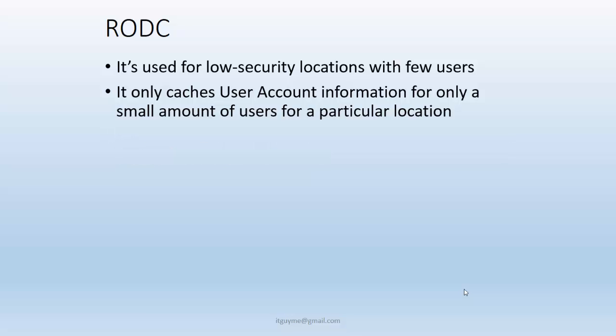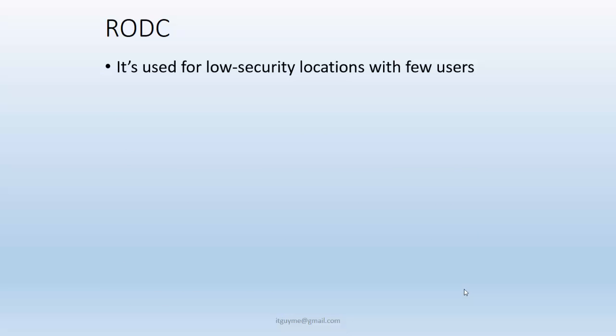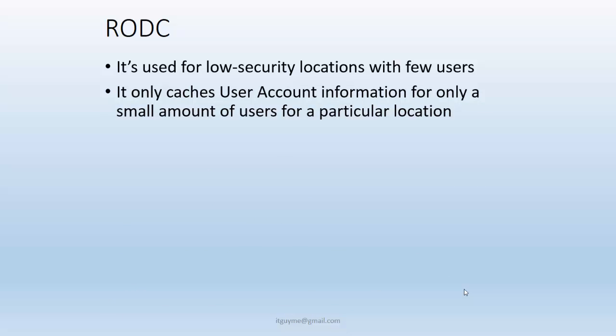So what's going on here? Let's go through the slides very quickly, and then I'm going to draw this in Paintbrush. It's used for low security locations with few users. It only caches user account information for a small number of users for a particular location. It doesn't do that automatically. We have to define those users. Then we're going to talk about a scenario. But it can authenticate if it has the credentials of the user, right? If it caches that information.